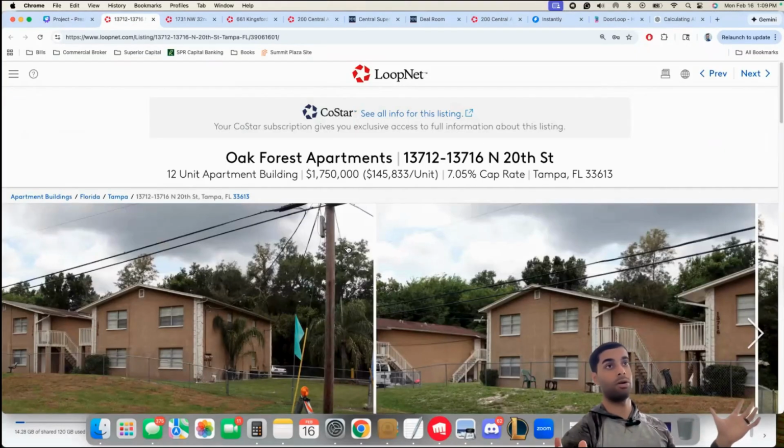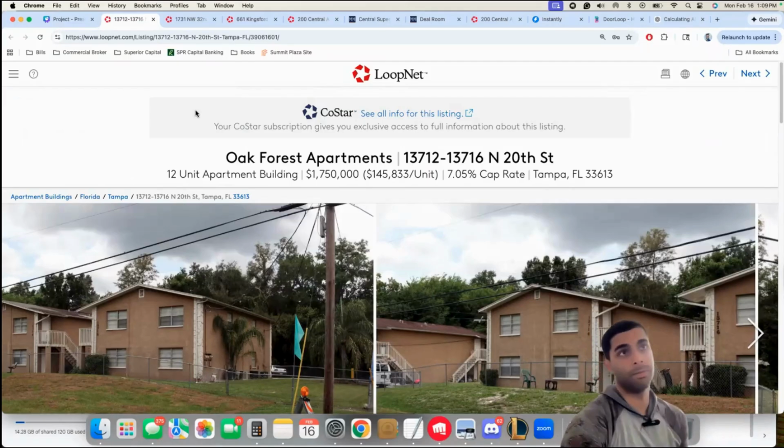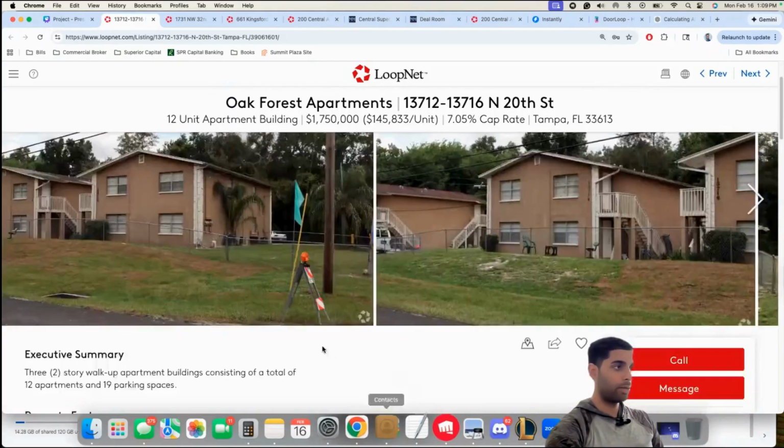So I pulled up random apartment buildings that are listed for sale, and let's go over what would be the stabilized value of this building once it's cleaned up, once it's done. Okay. So we're gonna start with this 12-unit apartment building in Tampa, Florida.